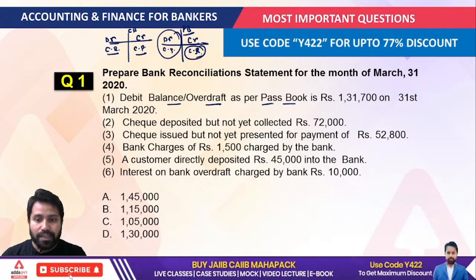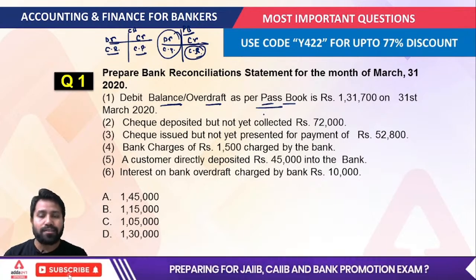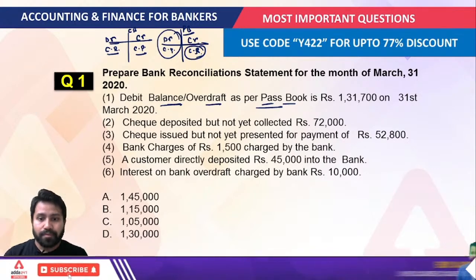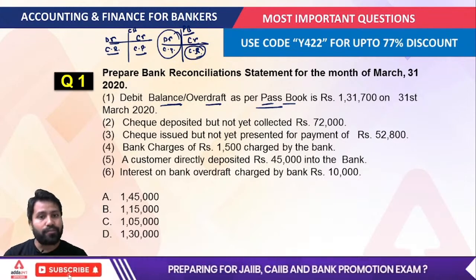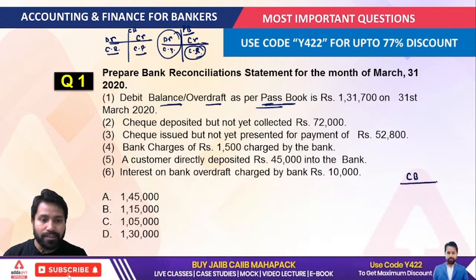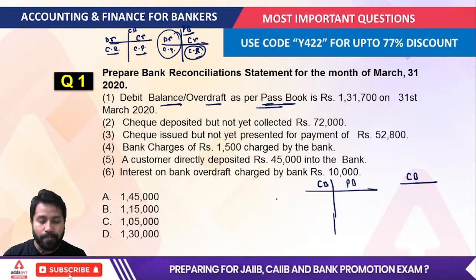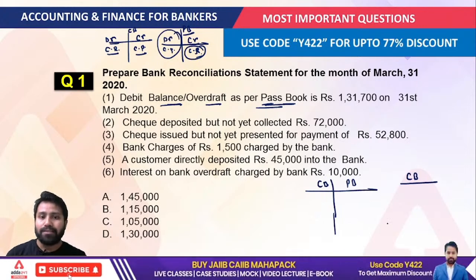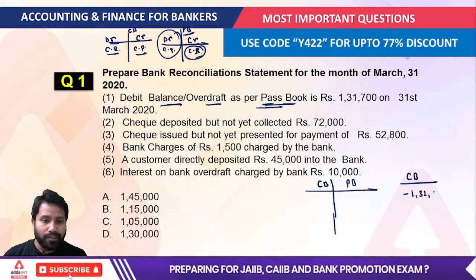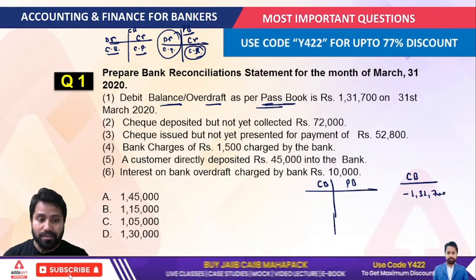So if it is written here debit balance as per the passbook or overdraft balance as per the passbook, you can understand this is a kind of liability that the customer has to pay. Whenever this kind of question is given in the examination, if the passbook balance is given, immediately write here the cash book, and make a table like this for writing all the conditions. The passbook balance is given as 1,31,700, so you write here 1,31,700 with a negative figure, right? Because it is a kind of liability that the customer has to pay.